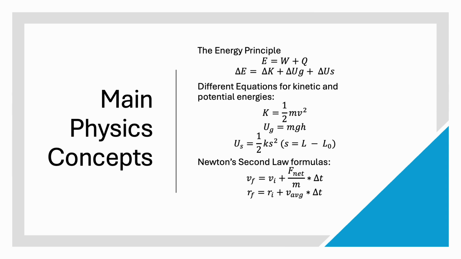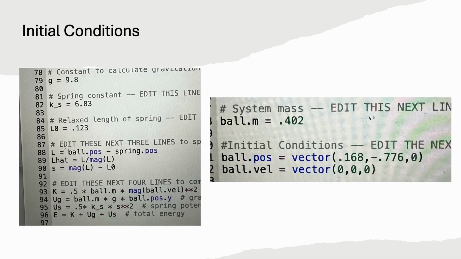And then Newton's second law formulas I also included. So the velocity update formula, which is final velocity is equal to initial velocity plus F net over m times delta t. And the final position is equal to the initial position plus the average velocity times delta t.